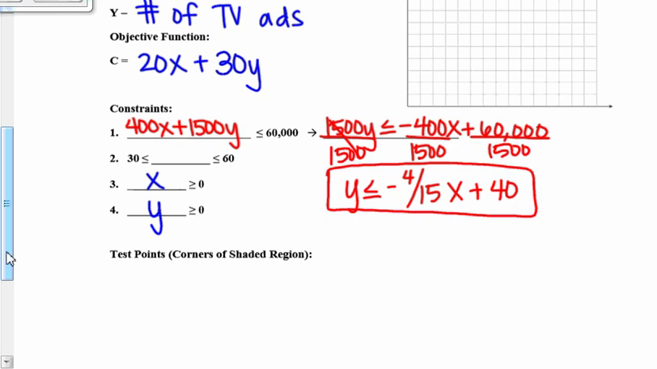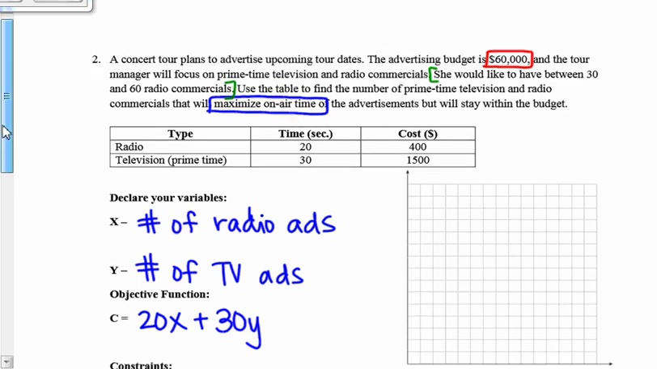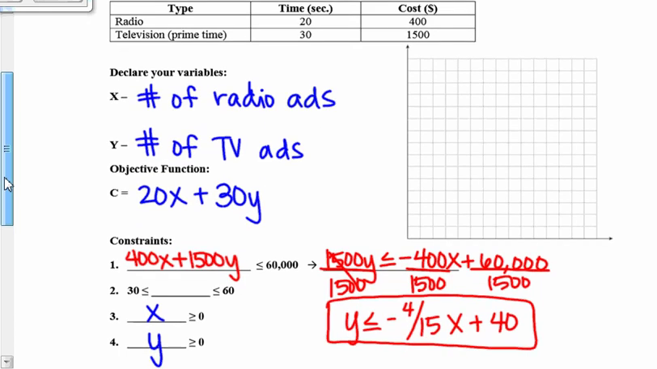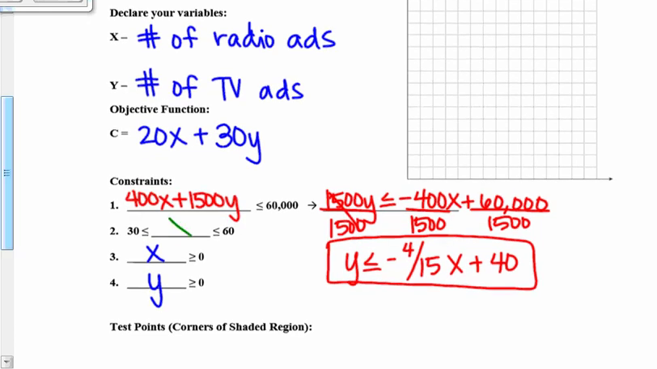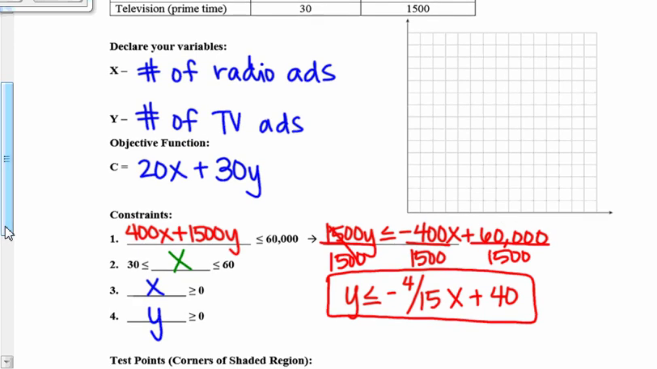And then my second constraint says 30 is less than blank is less than or equal to 60. So something has to be between 30 and 60. Well, let's look at my word problem. Look at the sentence that says, she would like to have between 30 and 60 radio commercials. That's focusing on radio commercials. So the number of radio ads or radio commercials, which is x, has to be between 30 and 60. Okay. So now what I'm going to do is graph all these lines and do some shading.